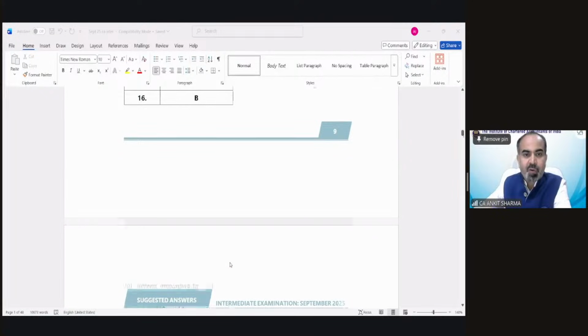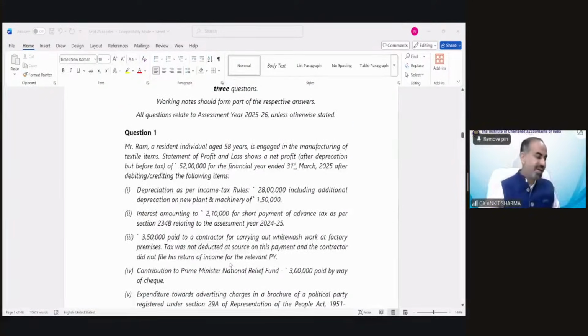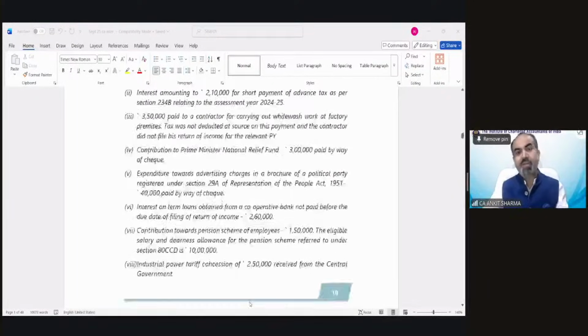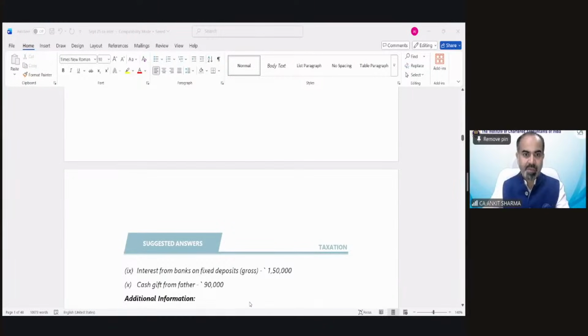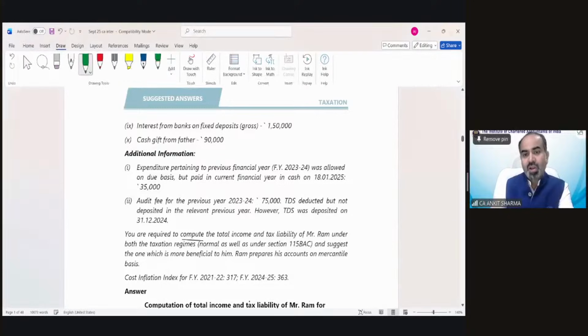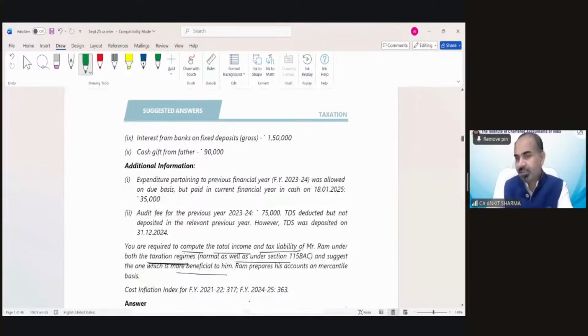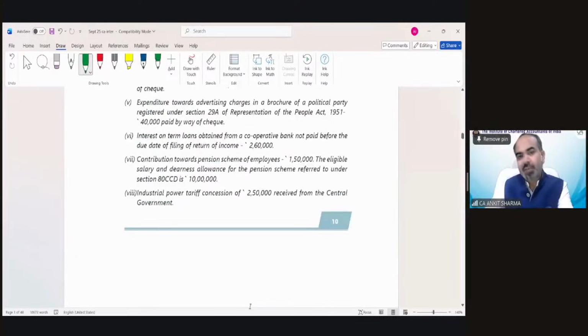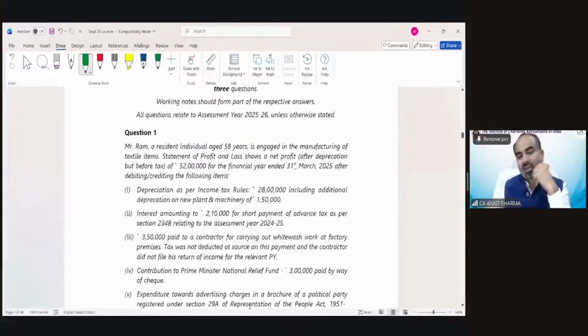So this is in front of you, Mr. Ram, a resident individual. Again, as I always say, first of all, check the requirement of the question. The question requirement is you are required to compute the total income and tax liability of Mr. Ram under both taxation regimes, the default as well as the optional. Okay, got it? Now the relevant information we have to always mark in the question.